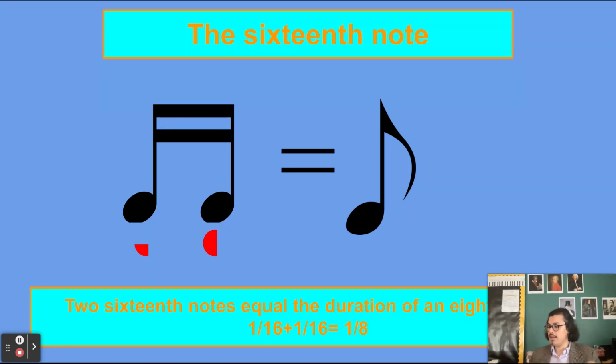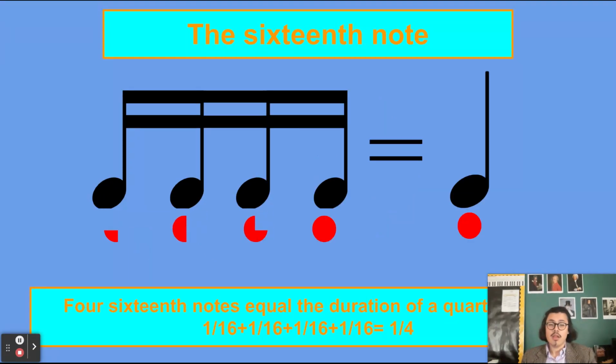So imagine if I play. You have 2 16th notes and one eighth note in this case. And so that means that for each quarter note, we're going to have 4 16th notes.